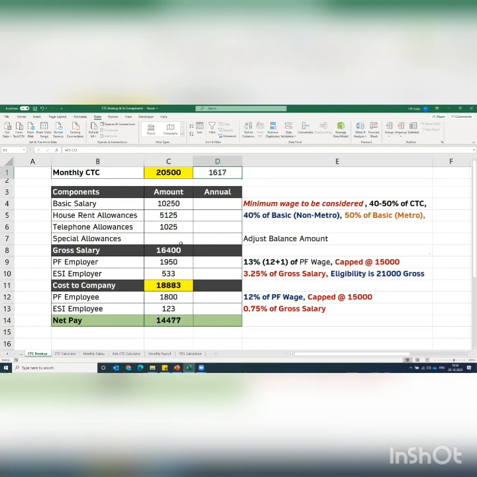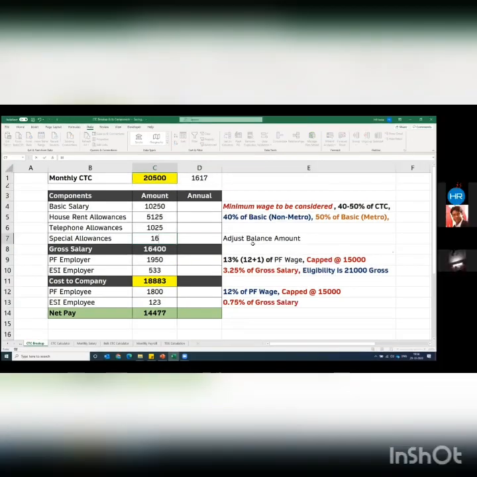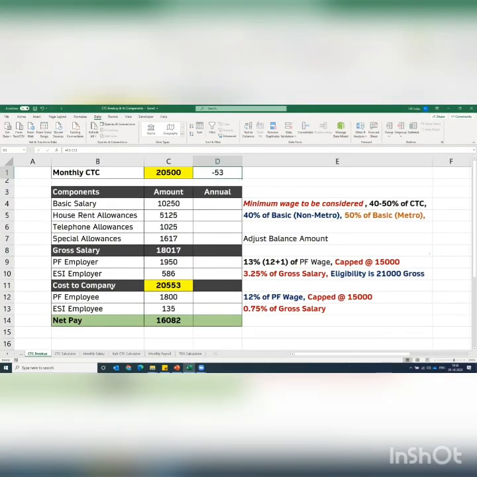Like I said, special allowance I'm keeping as adjusting cell. And let's try to adjust this amount. If I add this difference amount in the special allowance, are we going to reach to this 20,500 CTC? Let's try that. 1617, enter. No, still not. Again, there is a difference of minus 53.